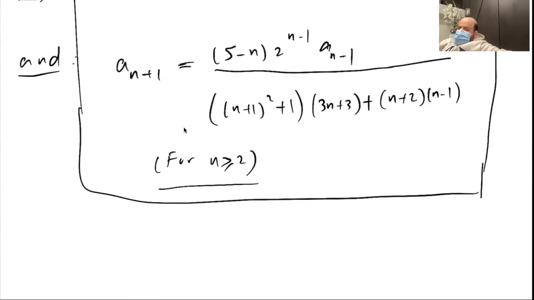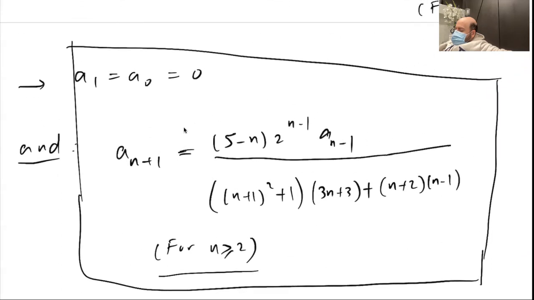And this is all we have to do, because the question was asking us to find a recursive relation for a n. So this is a recursive relation for a n.